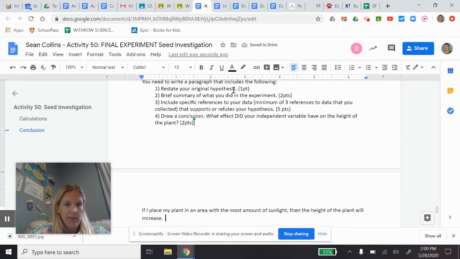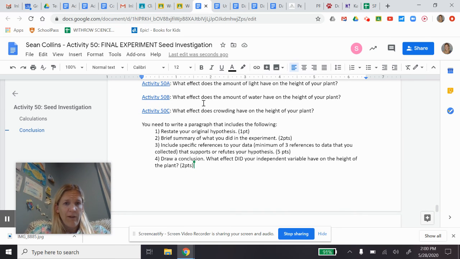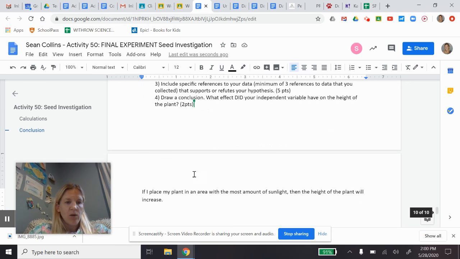So I'm going to need to restate my original hypothesis, do a brief summary of what I did in the experiment, and I'm definitely going to want to reference the question that I'm trying to answer. And then include specific references to your data, a minimum of 3 references to the data that I collected that supports or refutes my hypothesis. Then I draw a conclusion. What effect did my independent variable have on the height of the plant? So first, I want to start with an indent. I want to introduce my thought.